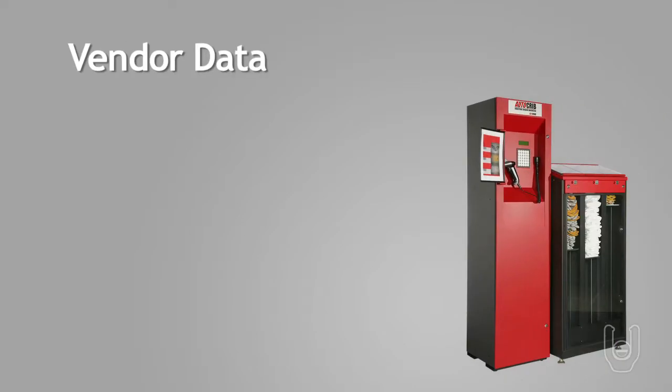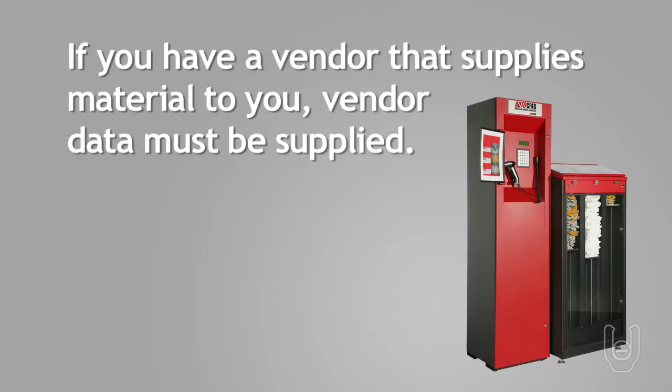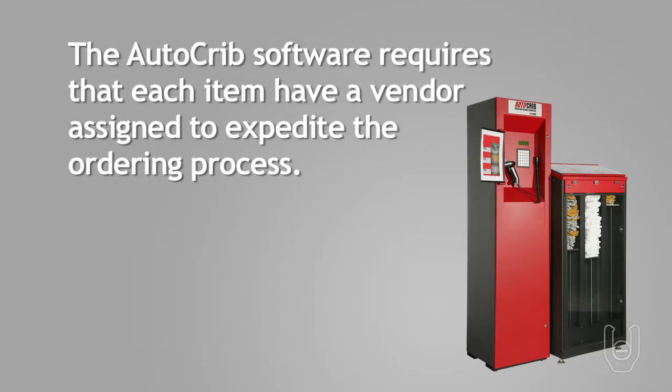Vendor data is crucial, as this information is used throughout the AutoCrib system. If you have a vendor that supplies material to you, even if it's only one item, the vendor data must be supplied. The AutoCrib software requires that each item have a vendor listed so that reorders have all the complete information needed to expedite the ordering process.